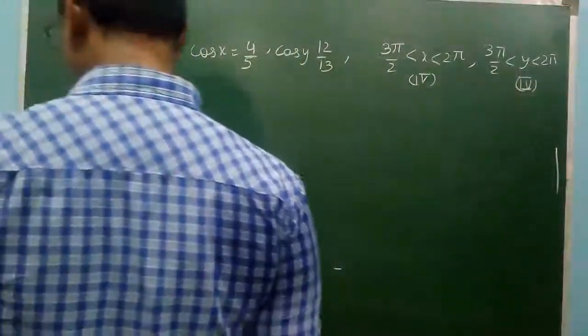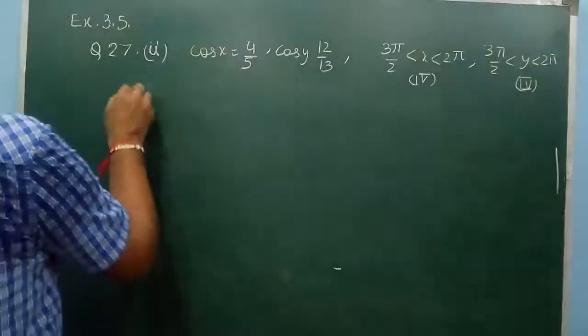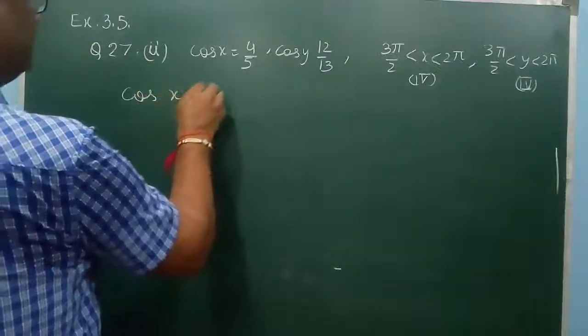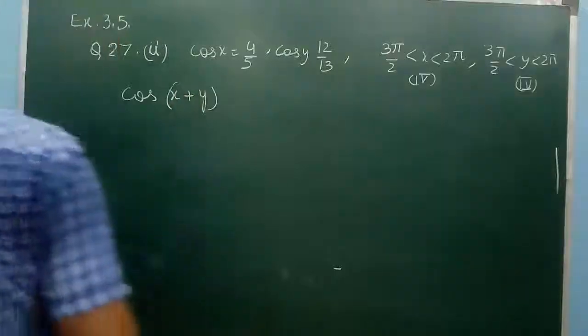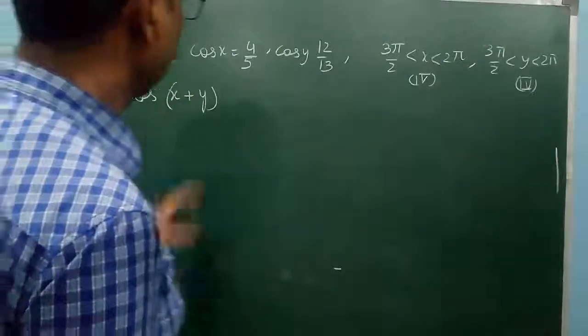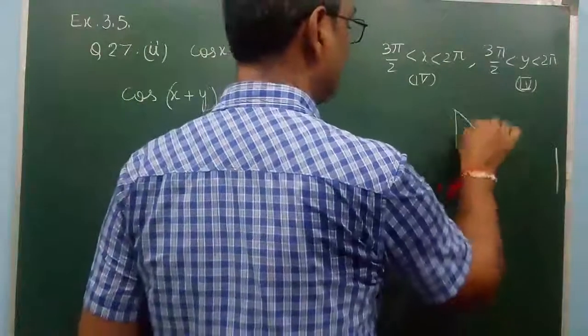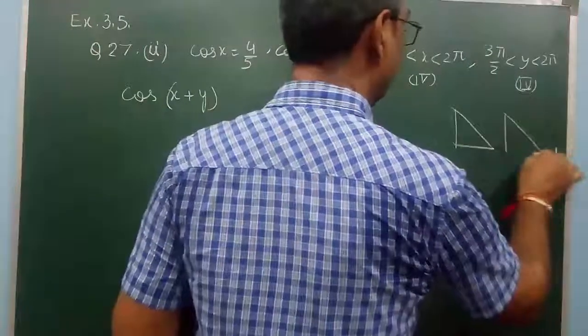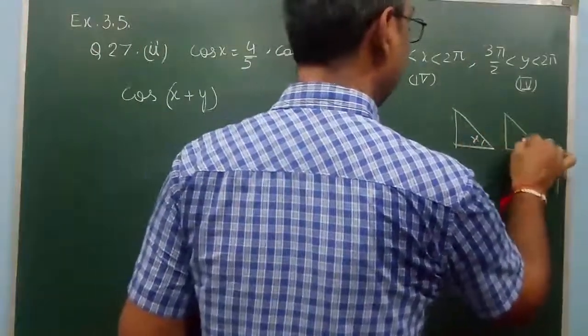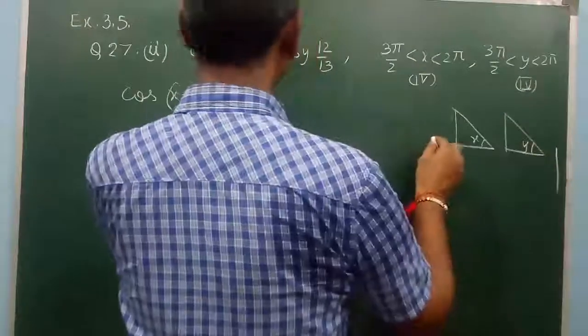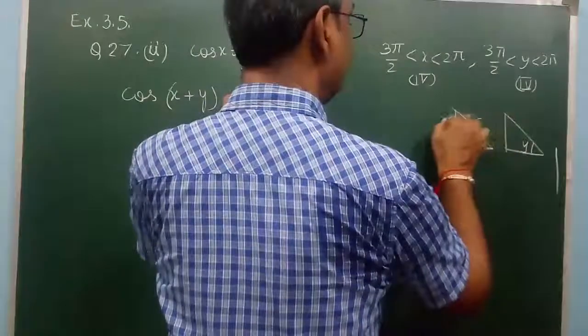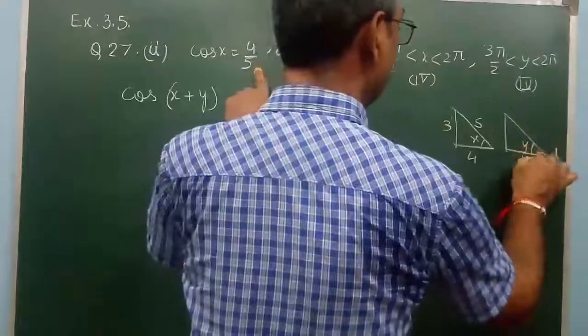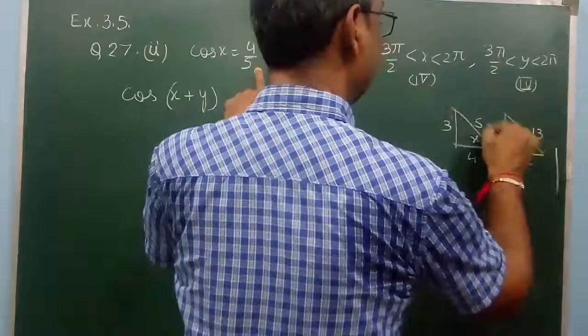Now what we have to do? We have to find the value of cos(x plus y). Now one thing again we have to do, we have to make two triangles here. Here we will write x, here we will write y. This is 4 by 5, so here it will be 3. Here it is 12 by 13, so here it will be 5.